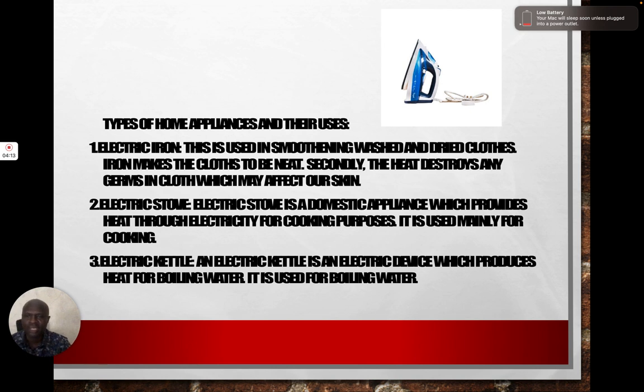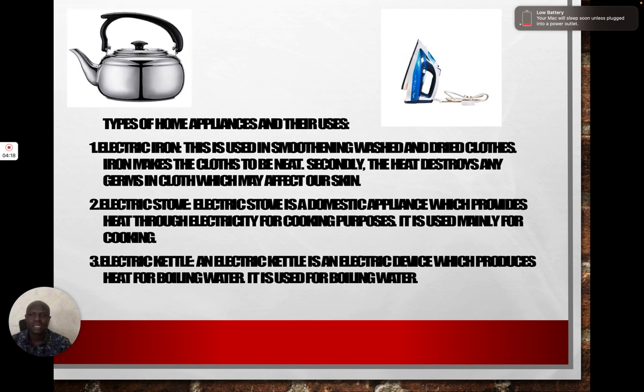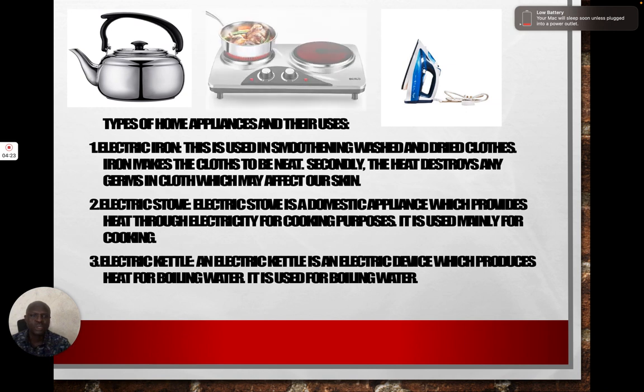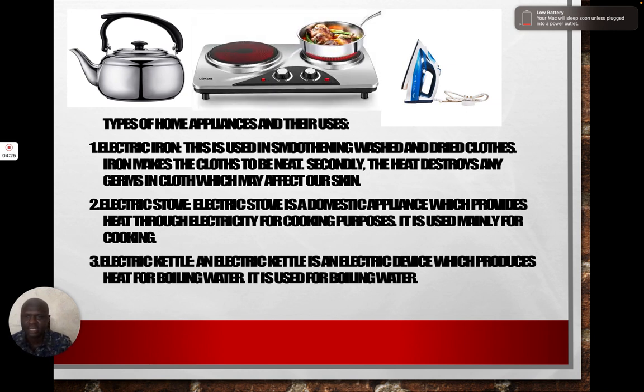Then we look at electric stove. Electric stove is a domestic appliance which provides heat through electricity for cooking purposes. It is used mainly for cooking. You can see we make use of electric stove. If you don't want to use gas cooker, if you don't want to use kerosene stove, we make use of electric stove to cook our food, and it is faster.